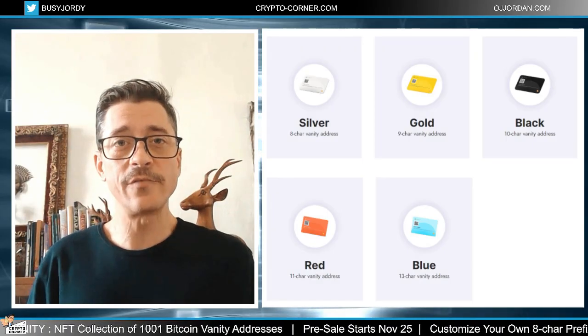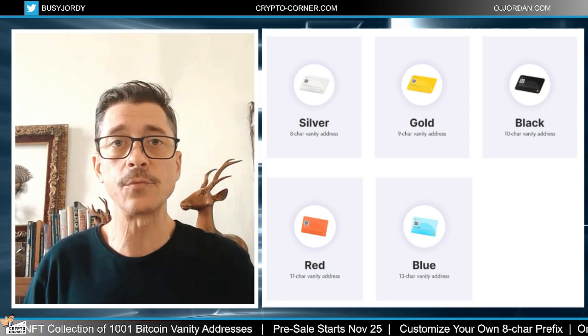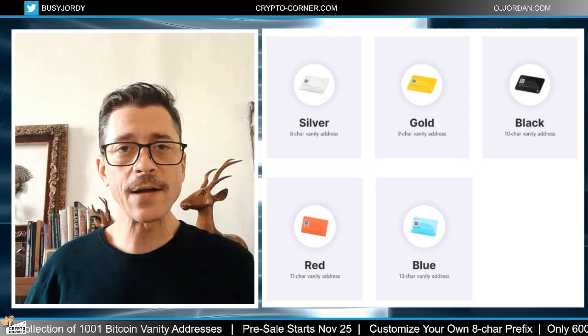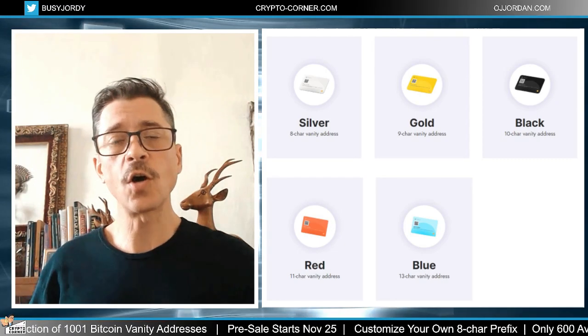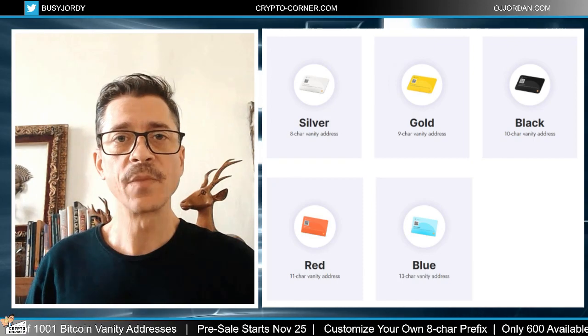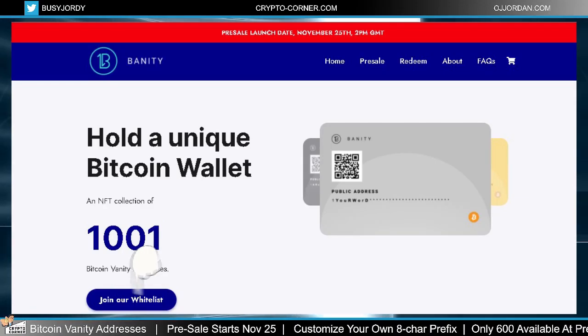The other 401 will be minted and released at the public sale, but only the silver cards that we see here are reserved for the community to generate a Banity with their own preferred prefix. The gold cards, the black ones, and the other ones will not offer the customization option that you get for the pre-sale. In order to participate, we have to register for the whitelist pre-sale.